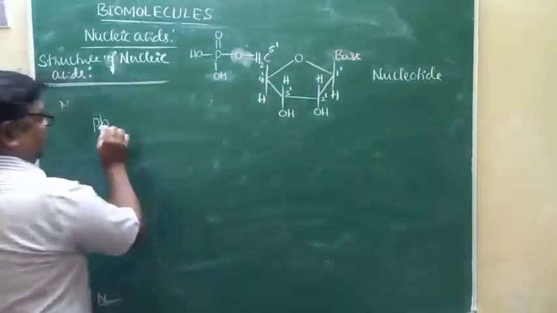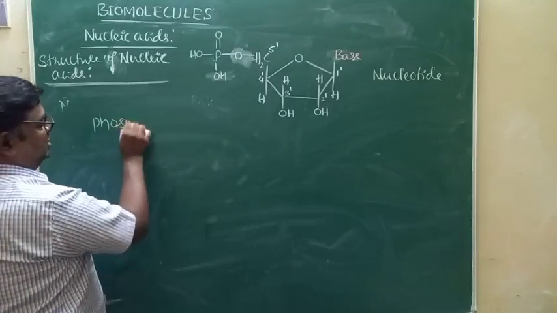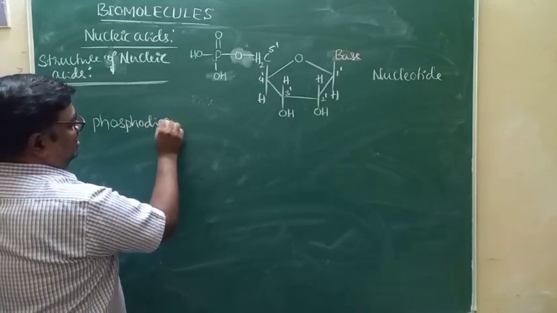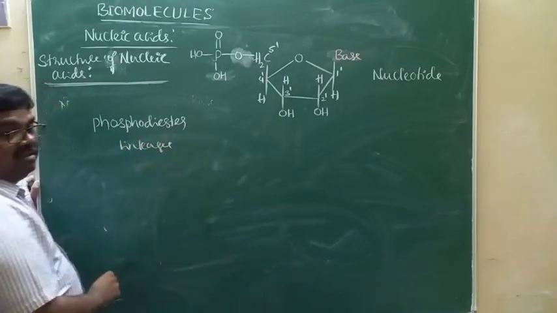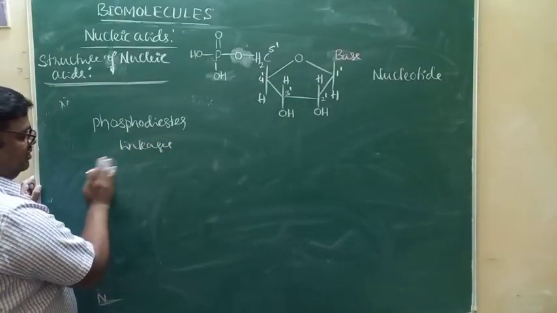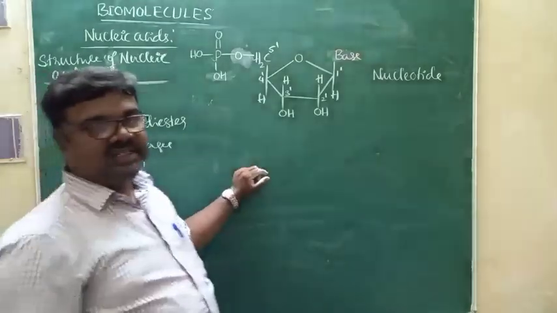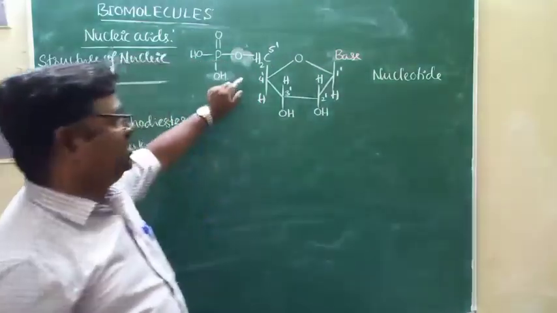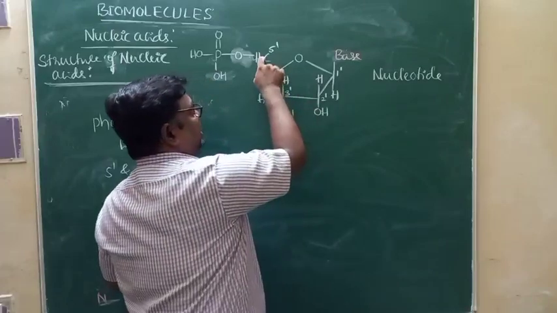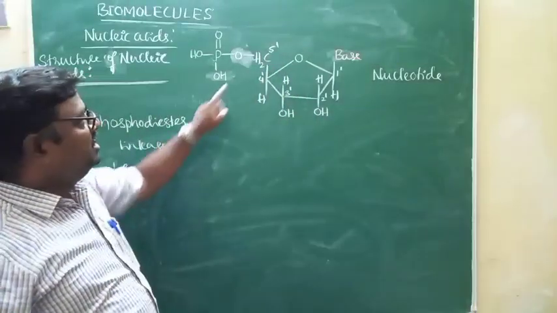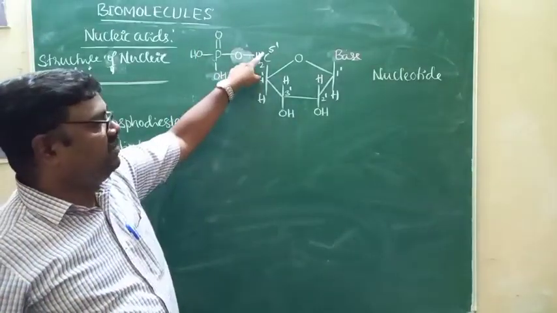Look at this. In nucleic acids, these nucleotides are linked through phosphodiester linkages between the 5' and 3' carbon atoms of the pentose sugars of nucleotides. Look at this. This is the 3' position. This is the 5' position. Already one phosphoric acid is connected to the nucleoside at the 5' position.